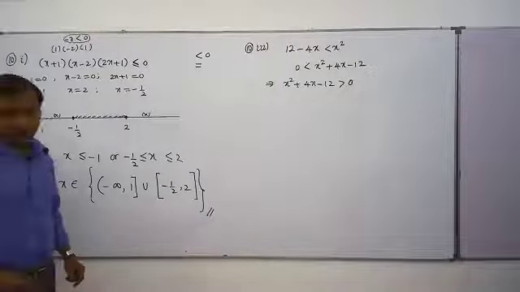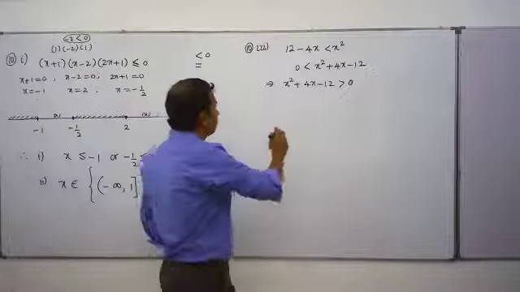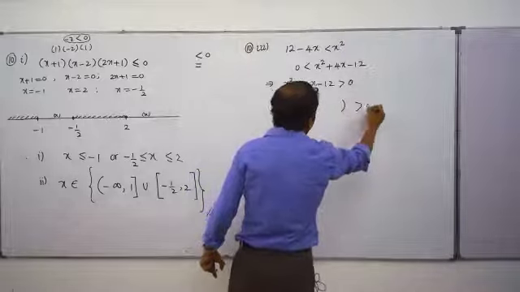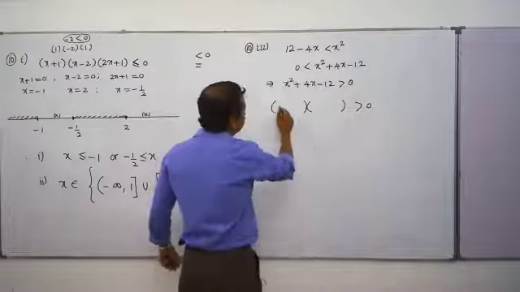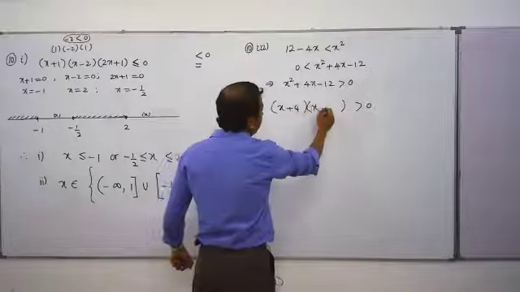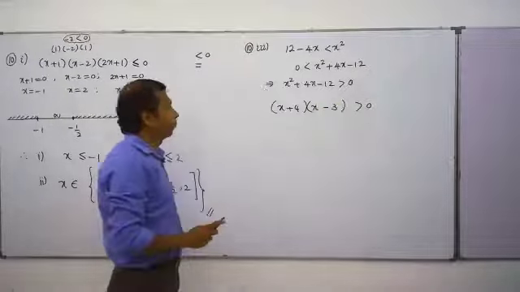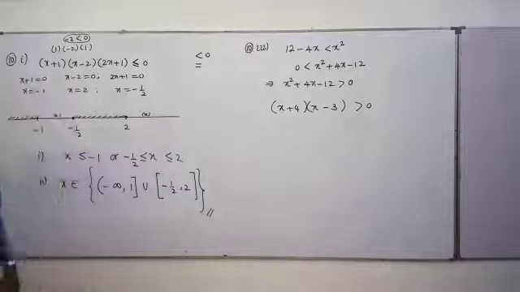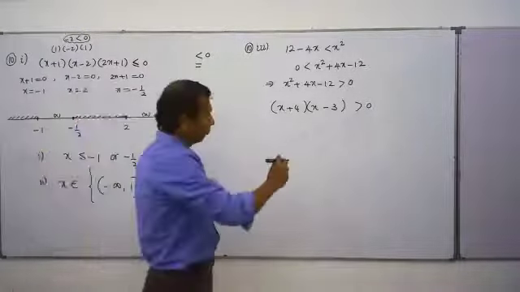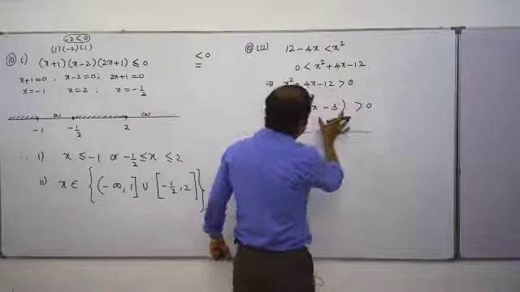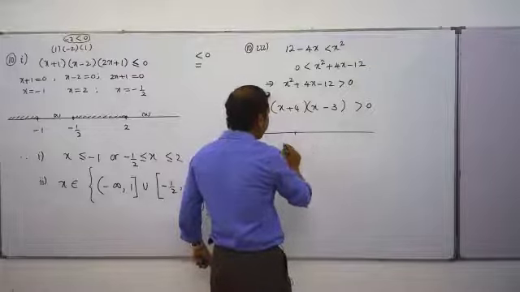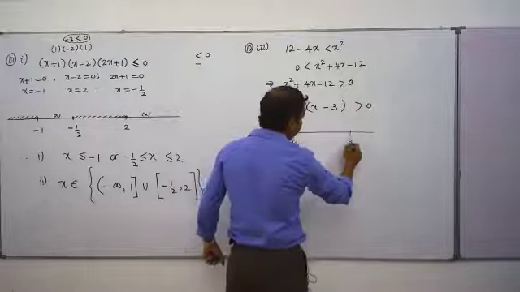Now to find the range of this, first factorize this. It is compulsory to have factors, otherwise you can't find the region. Here, x plus 4, x minus 3. Then equate each bracket to 0. Then here we get x equals 3. Here we get x equals minus 4. This is how we get.